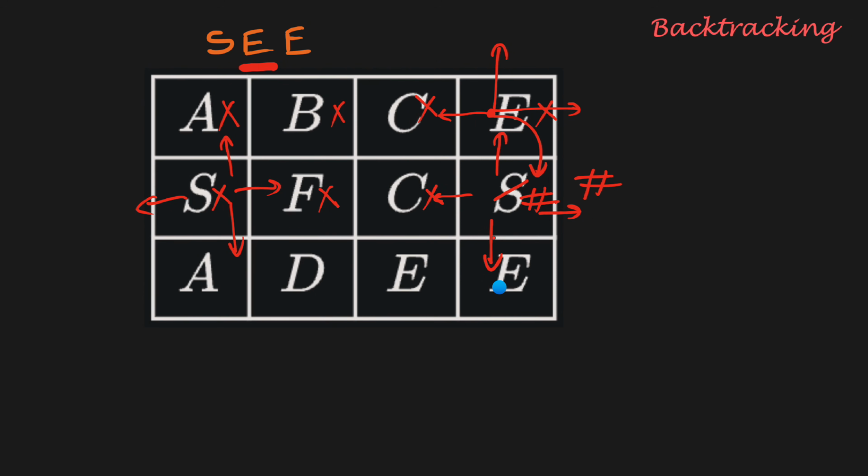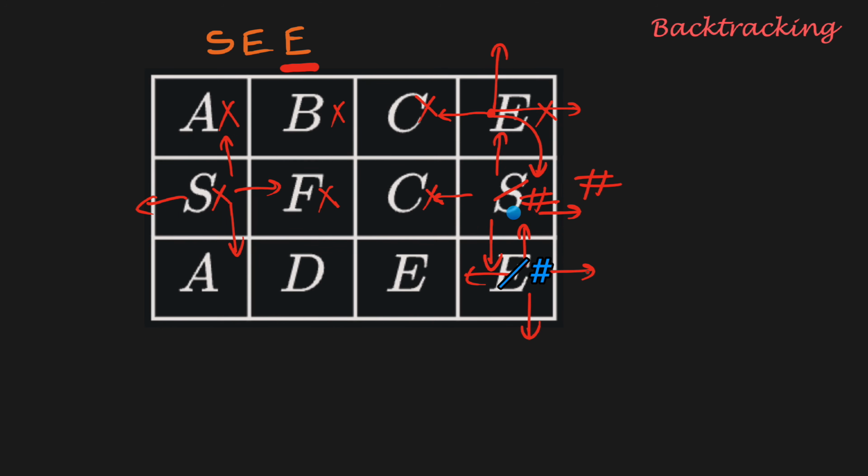So the algorithm goes deeper, marking the current cell as visited by setting it to hash and begins searching from this cell for the final letter of the word, which is also E. So again, we will recursively search in 4 directions: up, down, left and right. But now if we go up, we see a visited cell.